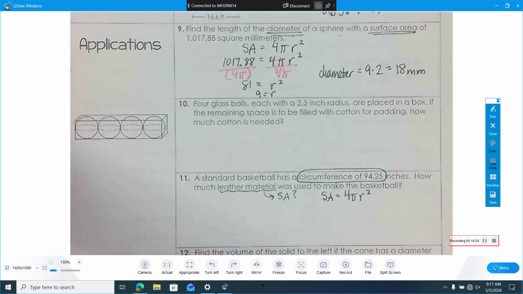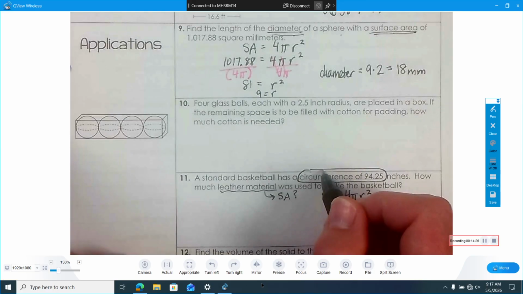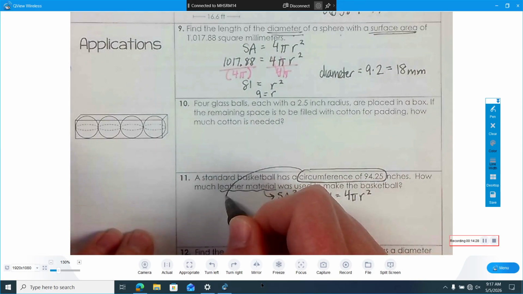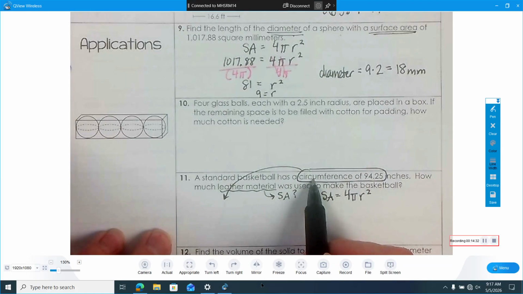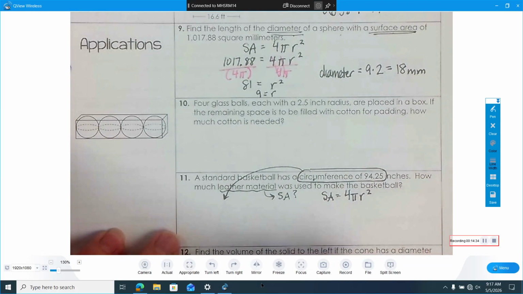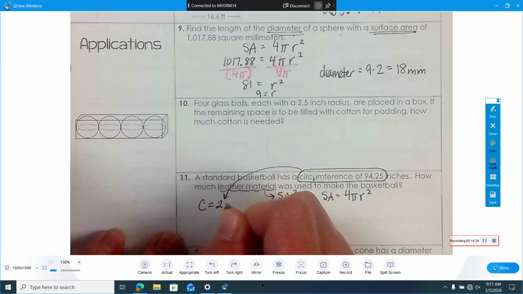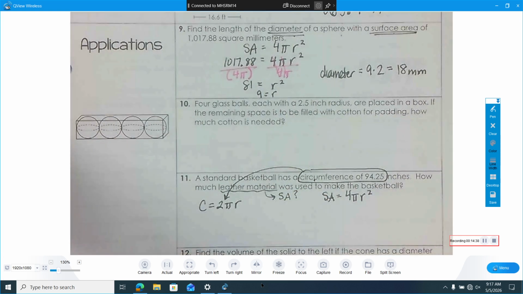4 pi r squared, very good. But they didn't give us the radius. What information did they give us? They gave us circumference. Okay, so I'm going to use that to get started. Tell me something about circumference. Very good. Circumference equals 2 times pi times radius.